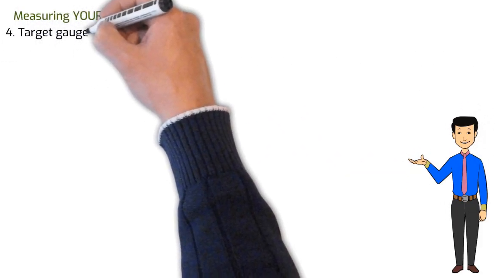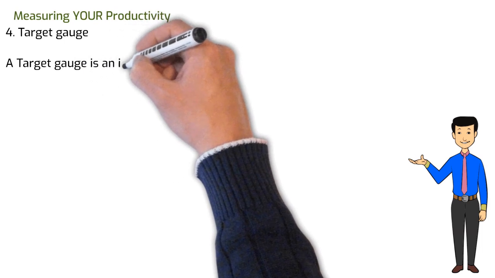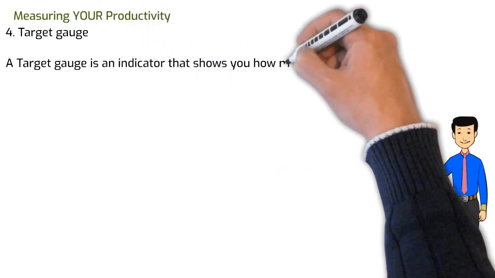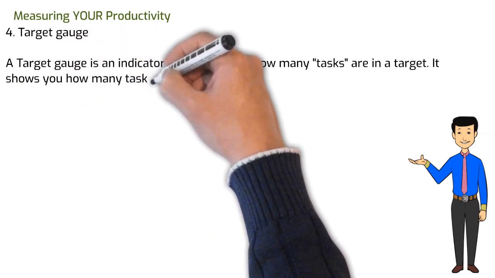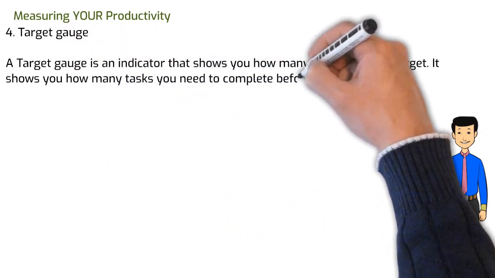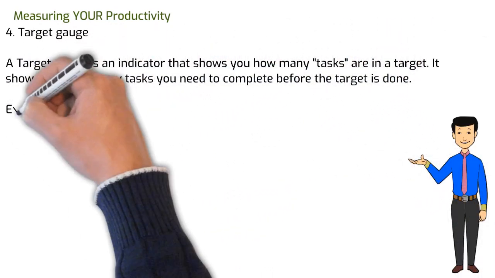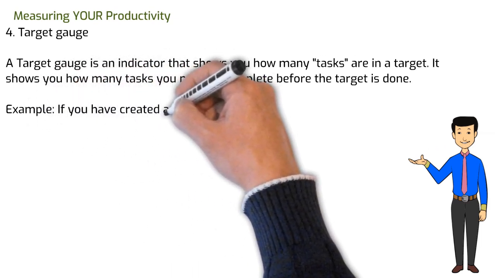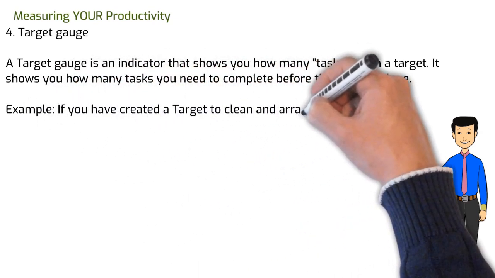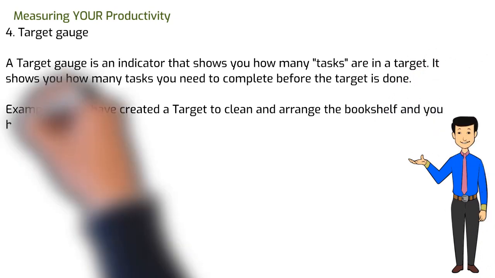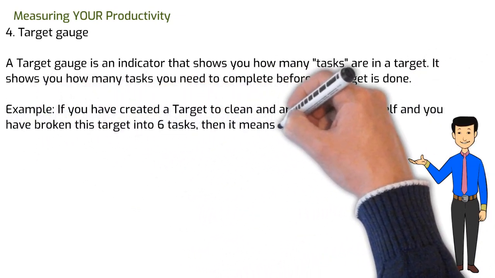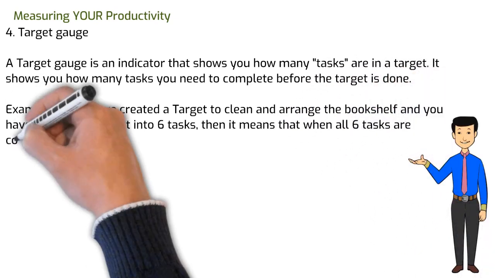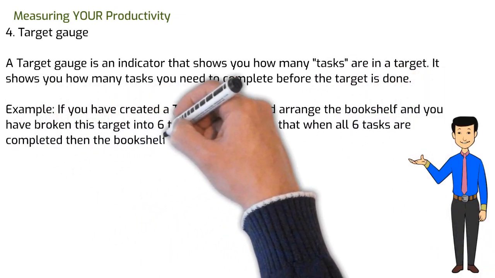The target gauge. A target gauge is an indicator that shows you how many tasks are in a target. It shows you how many tasks you need to complete before the target is done. Example, if you have created a target to clean and arrange the bookshelf and you have broken this target into 6 tasks, then it means that when all 6 tasks are completed, then the bookshelf is done.